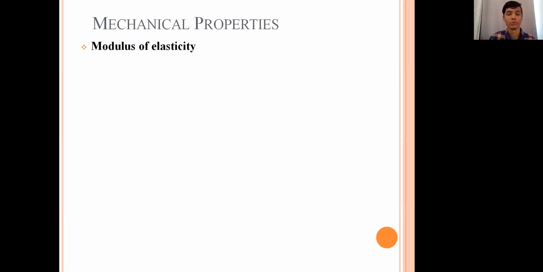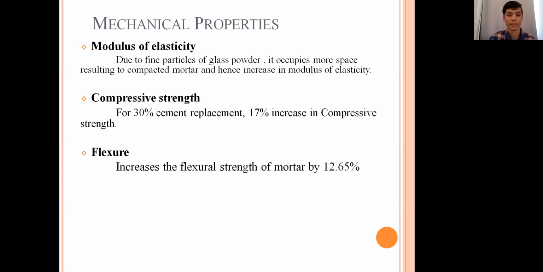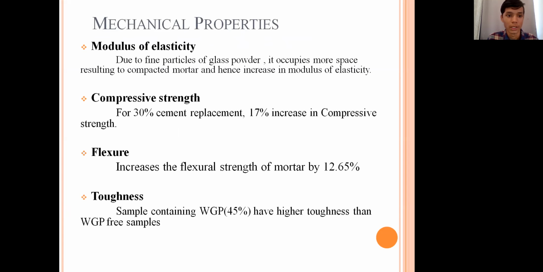Moving on to the properties of glass powder. The mechanical properties: at first, the modulus of elasticity. Due to the fine particles of glass powder, it occupies more space, resulting in a compacted mortar, and hence an increase in the modulus of elasticity. The next is compressive strength. For 30% cement replacement by glass powder, there is a 17% increase in compressive strength. There is an increase in flexural strength of mortar by 12.65% by the use of glass powder.